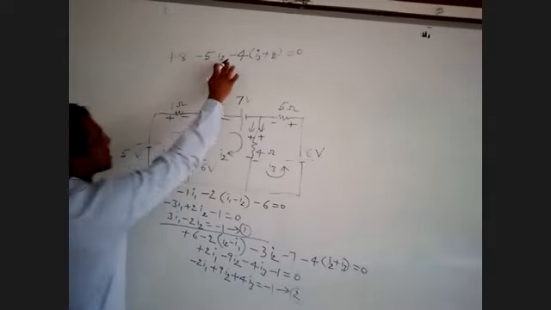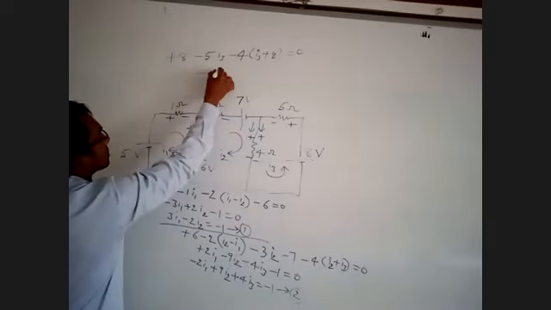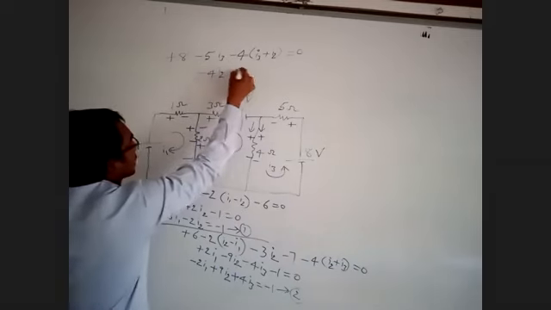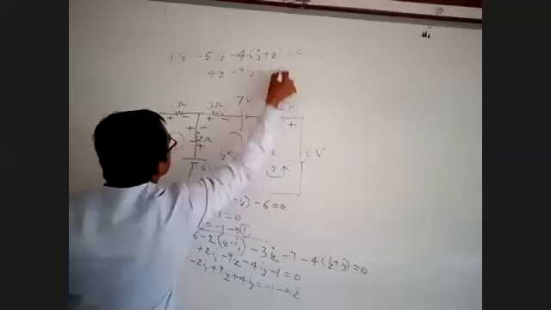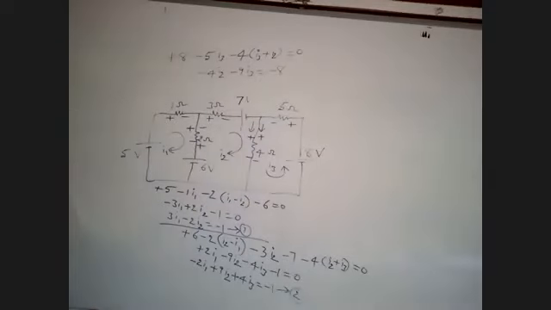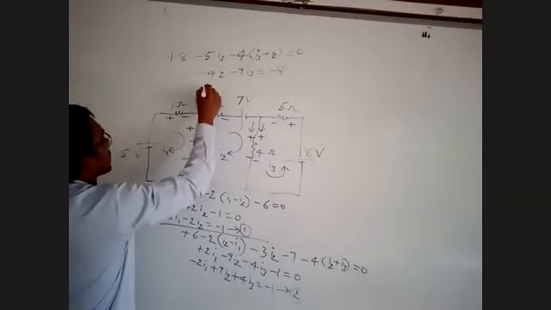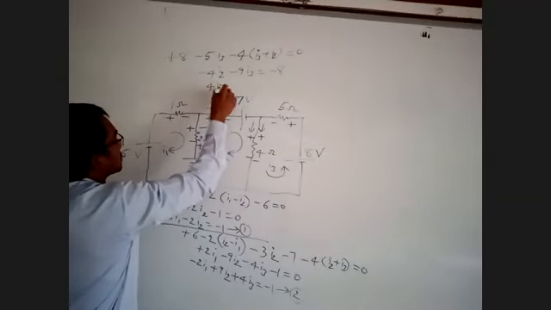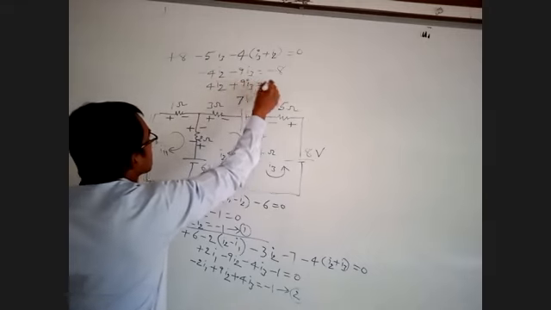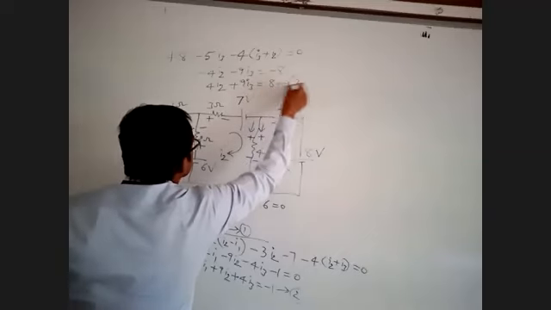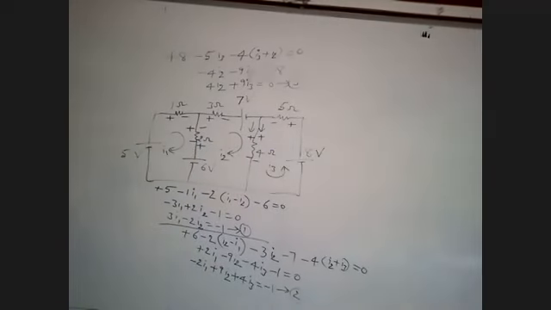Now simplify this. Minus 4I2 minus 9I3 is equal to minus 8. But in loop 3, make I3 positive. Multiply on both sides with minus. Let it be equation 3.